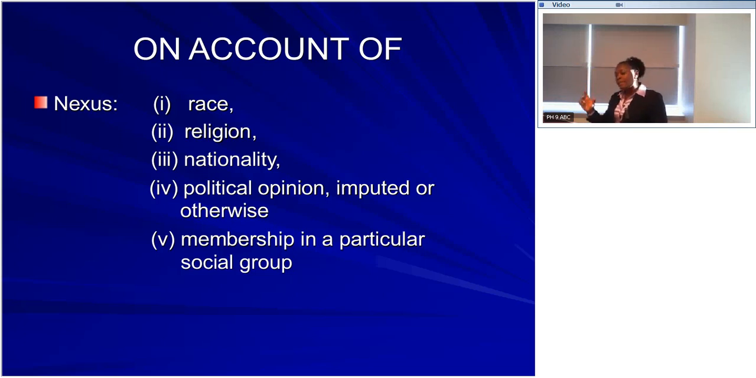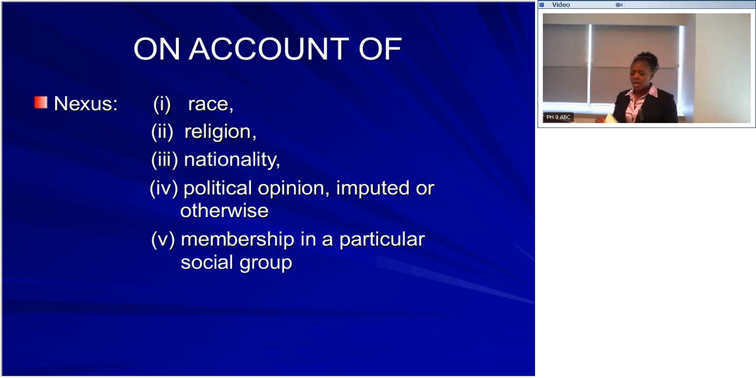And that happens a lot with family members, right? So it may be assumed that you have the same political opinion as your father or an uncle who may be politically active, right, in terms of imputed. And then you have this membership in a particular social group, right? And I'll get to that in a moment.